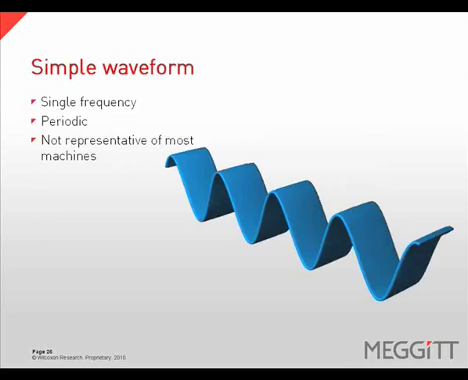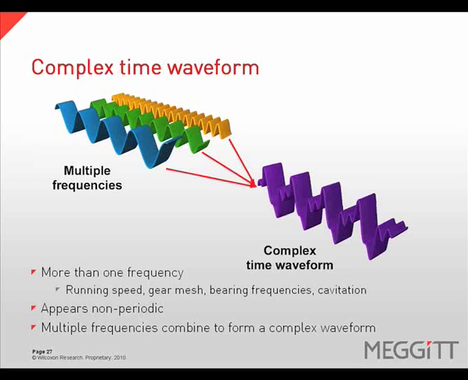All of our examples so far have been simple time waveforms. These waveforms have been simple and periodic, but this is not representative of most machines. A complex time waveform is what you are more likely to see. It is made up of multiple frequencies such as running speed, gear mesh, and bearing frequencies. It can appear non-periodic. The multiple individual frequencies combine to create the complex time waveform.